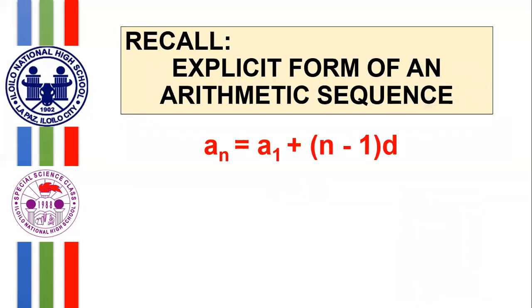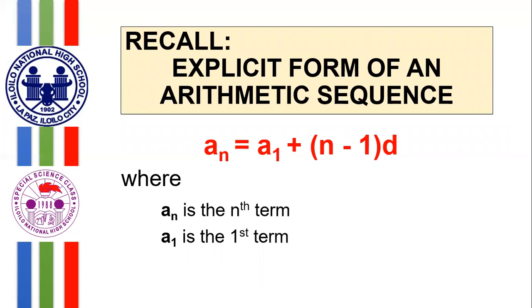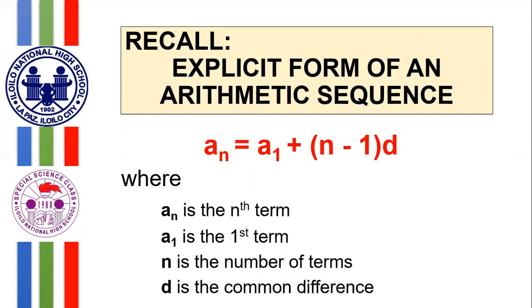But before we have these 4 problems, let us recall the following. The explicit form of an arithmetic sequence is a sub n equals a sub 1 plus the quantity n minus 1 times d, where a sub n is the nth term of this arithmetic sequence, a sub 1 is the first term, n is the number of terms, and d is the common difference.